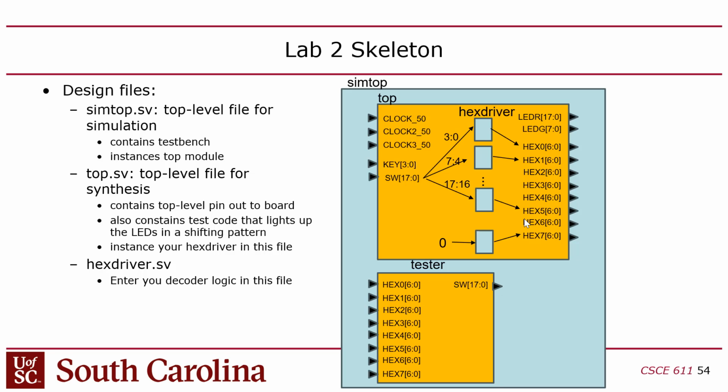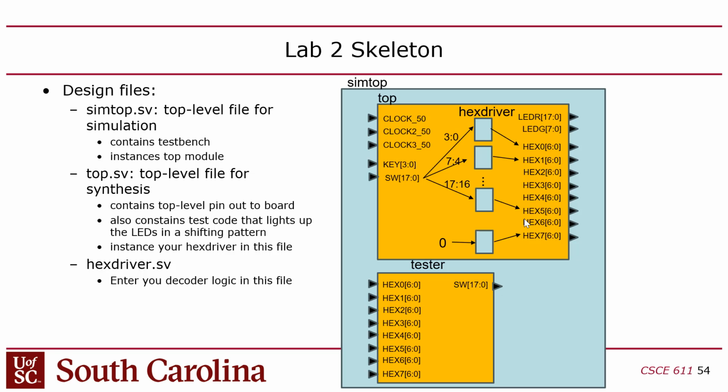Then there's key and switch. Key is the 4 buttons on the board, and switch are the 18 switches on the board. So those are all coming in. And then coming out, there's 18 red LEDs and 8 green LEDs. Now currently in our top file, we have some code in there already for you that will make the LEDs blink and shift back and forth.